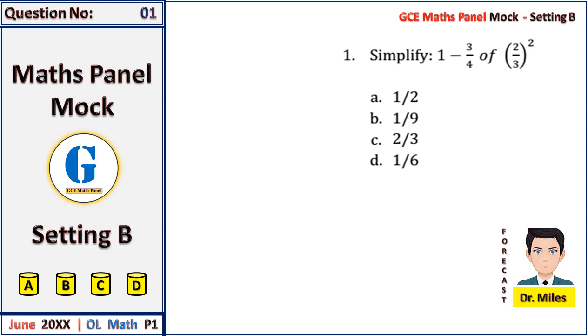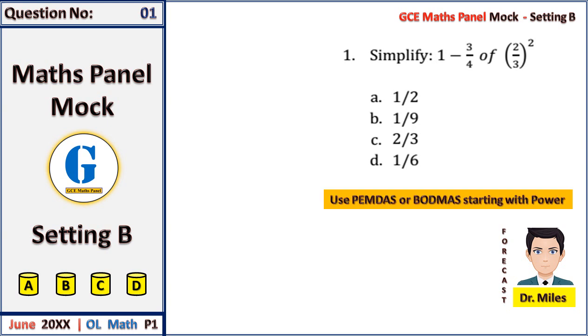Question 1. Simplify the expression shown. What is required here is PEMDAS, or what we call BODMAS. So we start with the power, and we will have 1 minus 3/4 of 4 over 9. Further simplifying, the next step is the "of". So we have 1 minus 1/3, and that gives us 2/3.